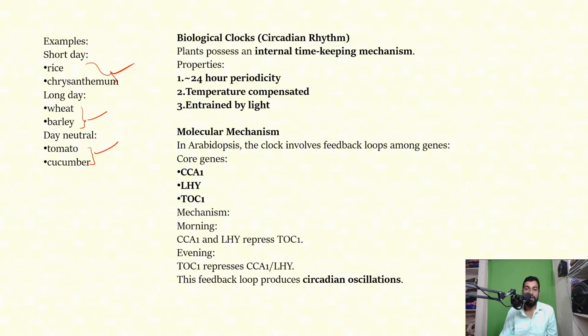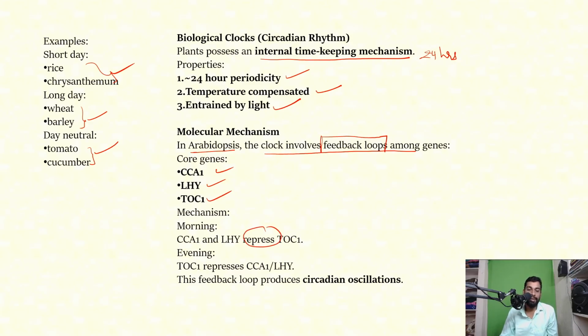Biological clocks, circadian rhythm. Plants possess an internal timer. So they have an internal clock, okay. Properties: 24-hour periodicity, temperature compensated, entrained by light. So they respond to the light. Molecular mechanisms. In the Arabidopsis plant, the clock involves feedback loops among genes. Core genes are CCA1, LHY, TOC1. Mechanism. Morning, CCA1 and LHY repress TOC1. Repress means inactivity.